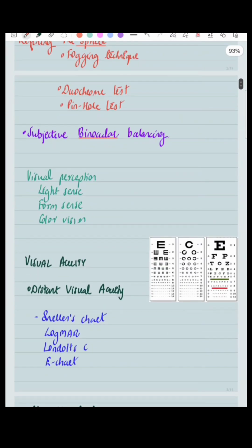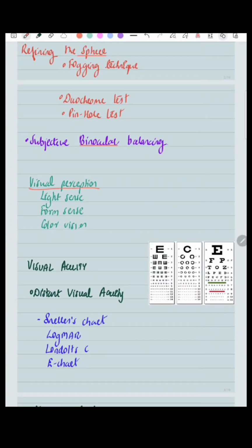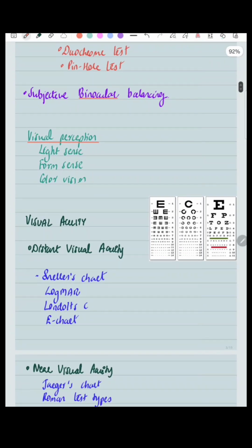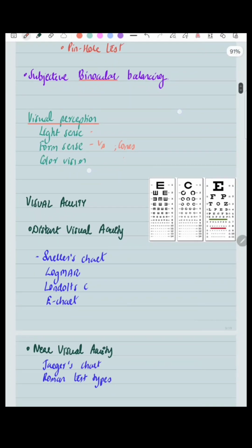Now next, perception. Visual perception is a complex integration of light sense, form sense, contrast sense and color sense. In light sense, there is awareness of light. Form sense is basically visual acuity. Here cones play a major role. Color vision is also a function of cones. In dim light, all colors are seen as grey. This phenomenon is called the Purkinje shift.